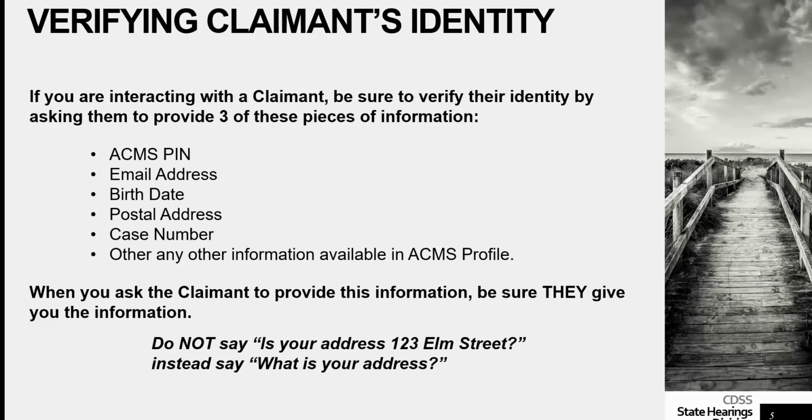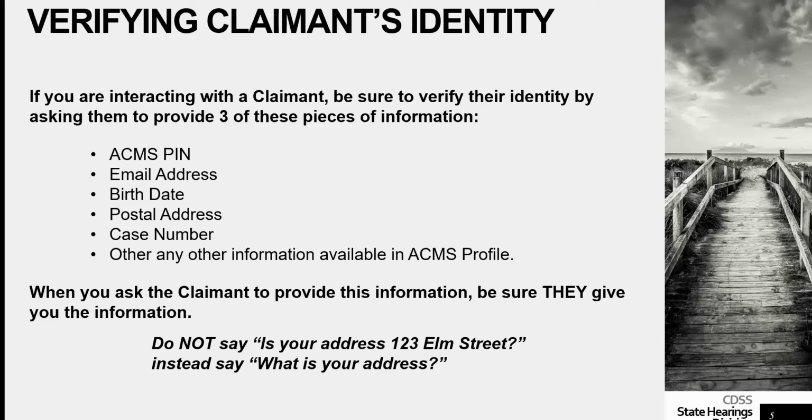I know a lot of our agencies do their business via telephone. We here at State Hearings do almost all of our business with claimants over the telephone or over email. So you want to make sure that you are talking to an authorized person when you are talking to somebody on the telephone. Make sure you're speaking to the claimant or their authorized representative. You can use ACMS to verify that by asking them what their birth date is, their postal address, maybe their case number or PIN, maybe their email address.